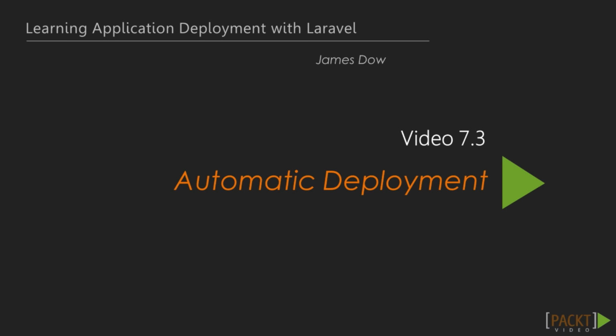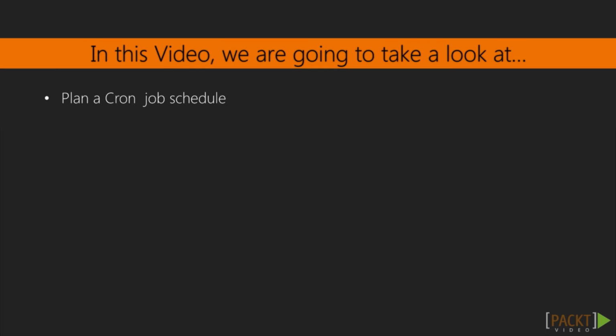In the last two videos, we built out a basic interface for our deployment needs that finished by sending a notification to Slack whether it was successful or not. In this video, we're going to look at how we can automatically deploy an application based on a schedule.